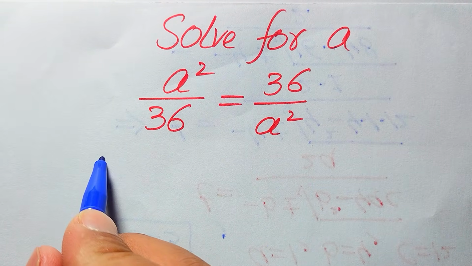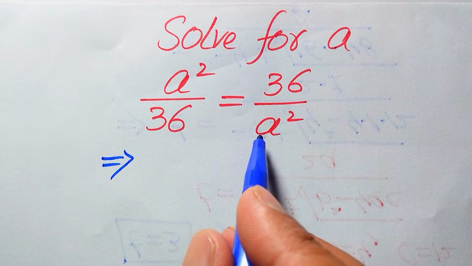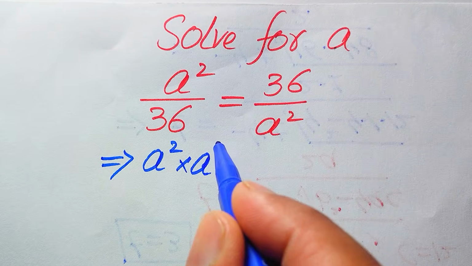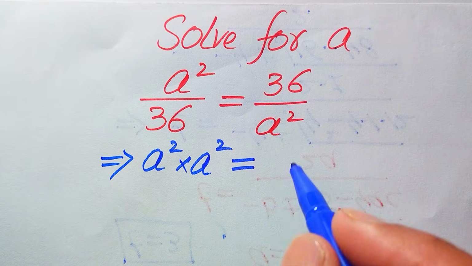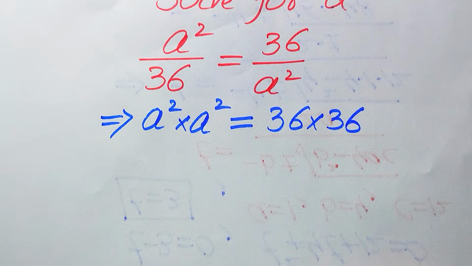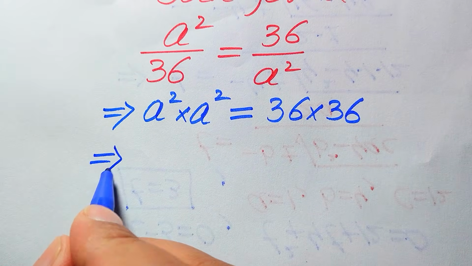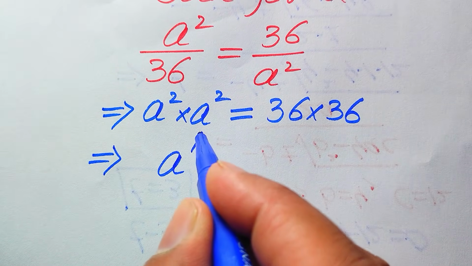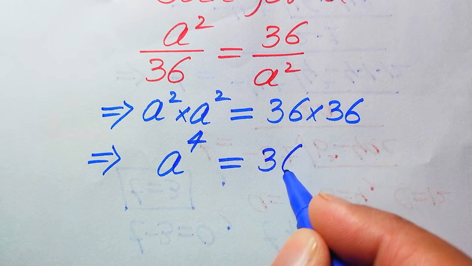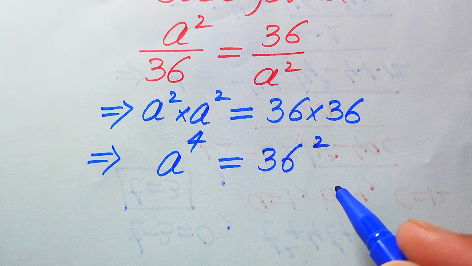For this we will cross multiply the terms. When we multiply a² with this a², it will be written as a² times a² equals 36 times 36. Further, in the next step, a² times a² becomes a⁴, equal to 36 times 36, which becomes 36².